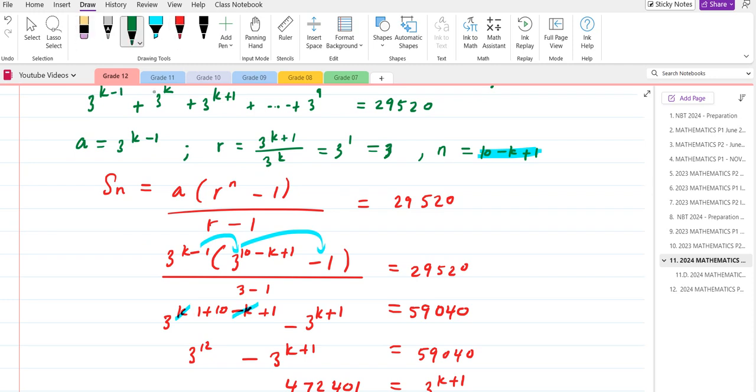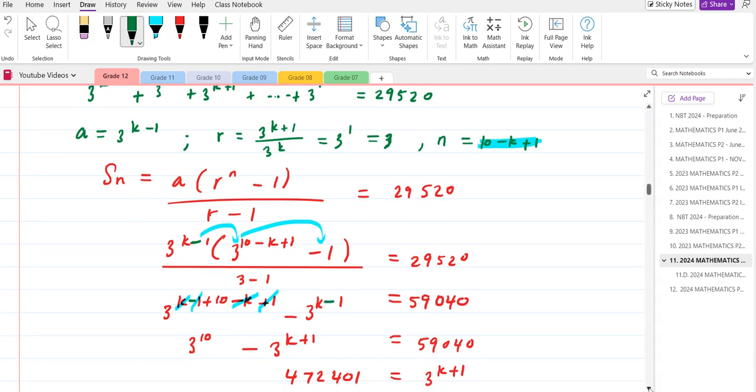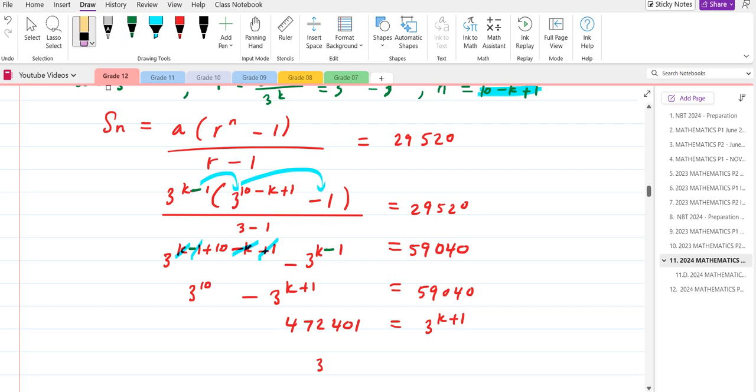Right, so let me just use a different color. That's minus 1. So we know that minus 1 and plus 1 cancel out, so we're just left with 3 to the power 10. This is going to be 3 to the power k minus 1 here as well, because we multiply in the bracket. Nothing else changes, just this value will change. Right, so we're taking the 3 to the power k minus 1 to the other side, because that was the value of a.